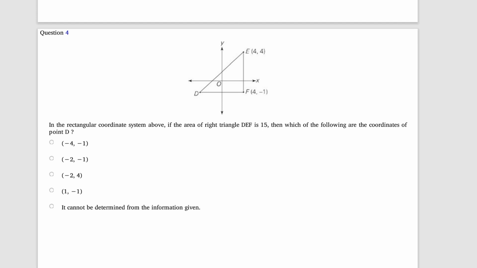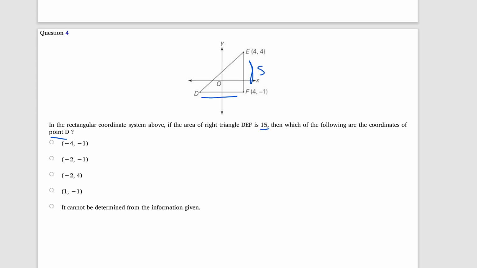Okay, in the rectangular coordinate system above, if the area of the triangle is 15, then which of the following are the coordinates of point D? If the area is 15, we get the area by doing base times height divided by 2. We don't know the base, but we know the height. Look at the y-coordinates. Don't look at the x-coordinates. That's the same horizontal point. It's the y-coordinates. The difference between them is going to tell us the height. The difference between -1 and 4 is 5. So that's a height of 5.